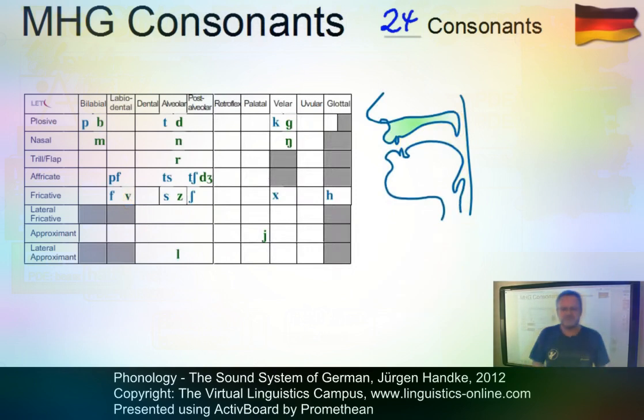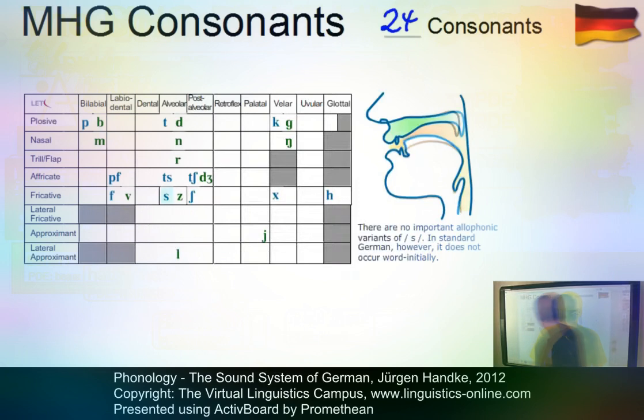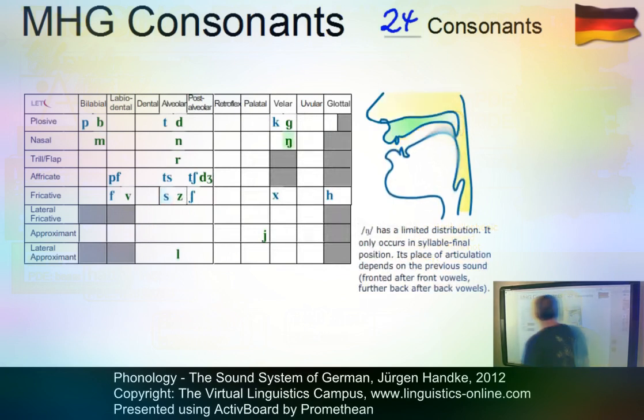Some consonants have a limited distribution as far as their allophones are concerned. For example, the alveolar fricative never occurs word initially. So words like symbol come out as Symbol in German, clearly a voiced alveolar fricative. And then there is the velar nasal. Again, it has a limited distribution. It only occurs at the end of syllables, so in the syllable coda.